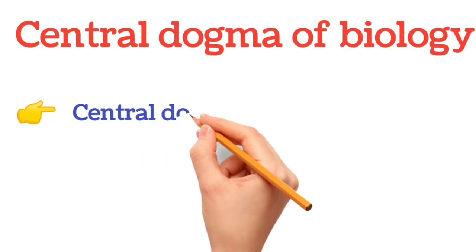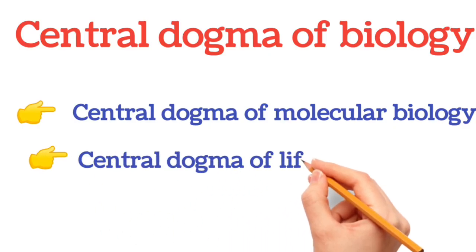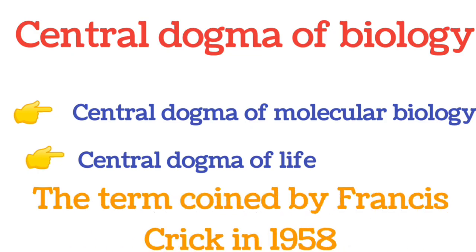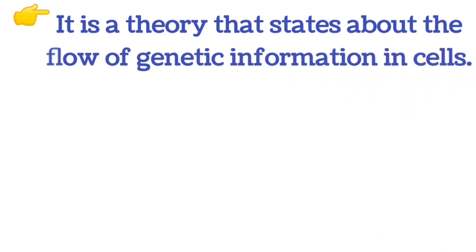So let's start with the central dogma of biology. Now, central dogma of biology is also known as central dogma of molecular biology. It is also known as central dogma of life. Now, this term, central dogma, was first coined by the scientist Francis Crick in 1958. He coined this term central dogma, okay?